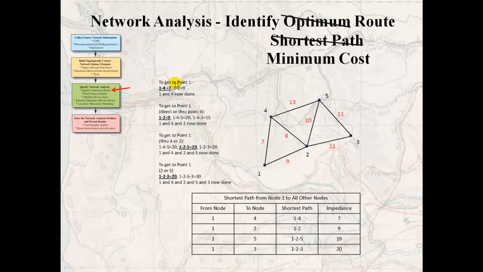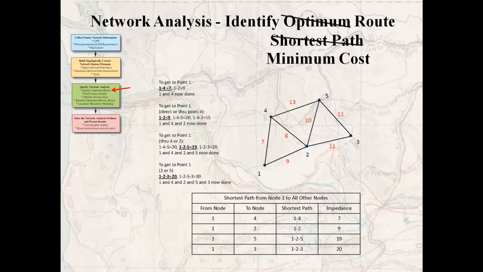First thing we do is we say, how do I get to point 1 from either point 4 or point 2? Well, if I go from 1 to 4, the cost will be 7. If I go from 1 to 2, the cost will be 9. So the best way to get to point 1 is to come from point 4. Okay, so now I have 1 and 4 cemented.